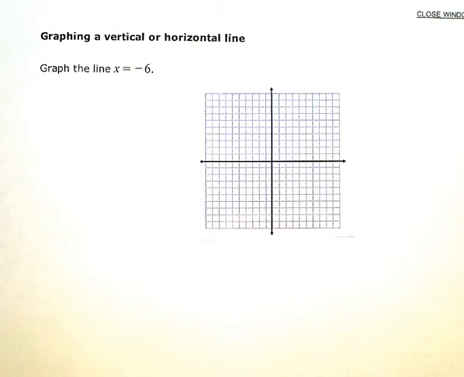Graphing a vertical or horizontal line. So the instructions are: graph the line x equals -6.